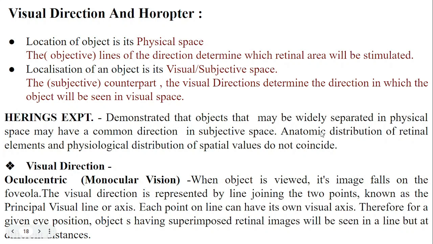Regarding visual direction, when an object is viewed with one eye, monocular vision, its visual direction is represented by the line connecting the fovea with the object. This line is known as the principal visual line or axis. Each point on this line can have its own visual axis. So, for a given eye position, objects which superimpose on the retinal image will be seen in a line but at a different distance.